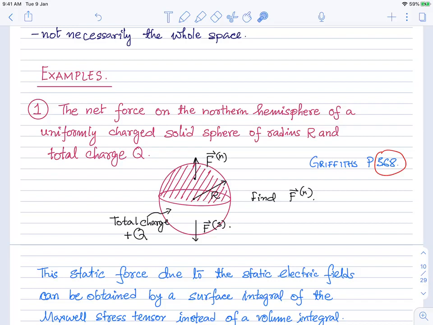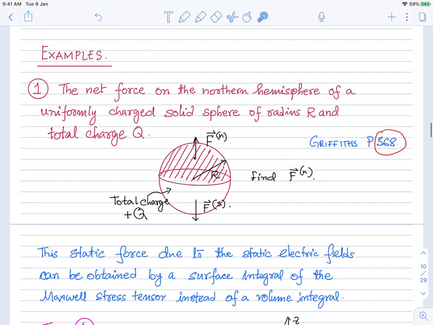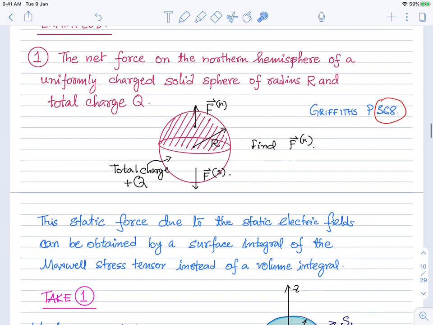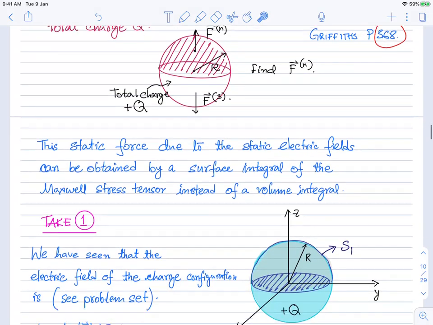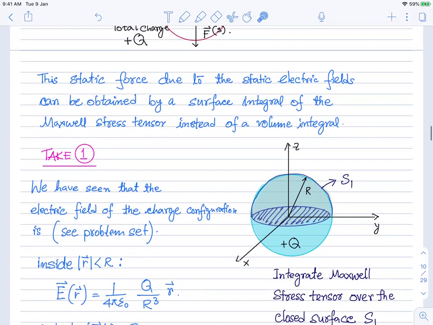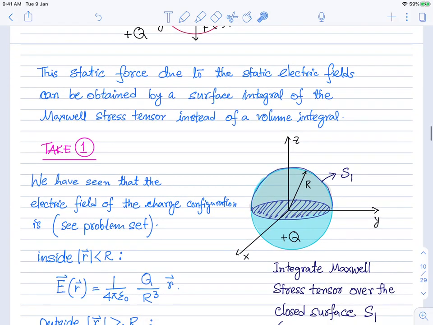Okay. So that additional thing exists, let's say, so that everything is a static case, and we have static electric fields and static charges. Under that assumption for this problem, if you want to compute the force on the northern hemisphere, then let's do it in the first way, which I'm calling take one.